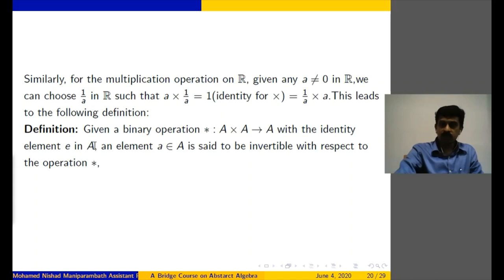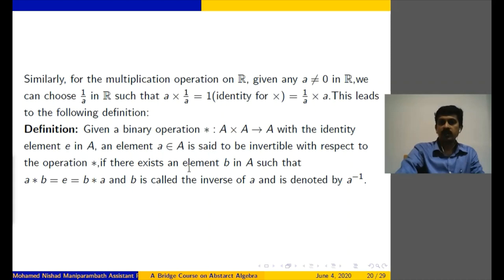A binary operation star from A cross A to A with the identity element E in A: an element A belongs to A is said to be invertible with respect to the operation star if there exists another element B in A such that A star B equal to E equal to B star A. And B is called the inverse of A, and it is denoted by A inverse. That means if an element is invertible, there exists another element B such that A star B equal to E equal to B star A, then B is called the inverse of A and A is called the inverse of B.